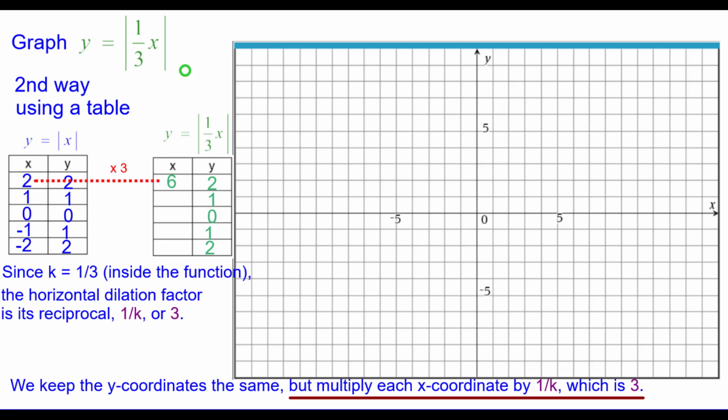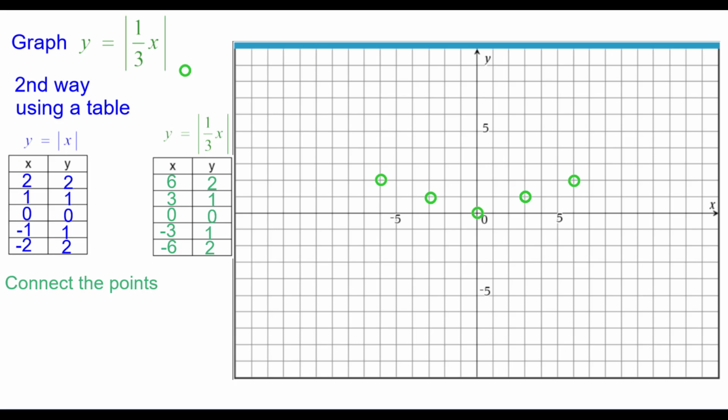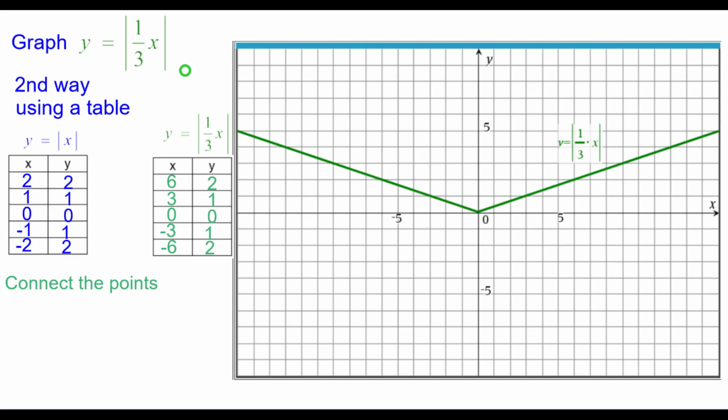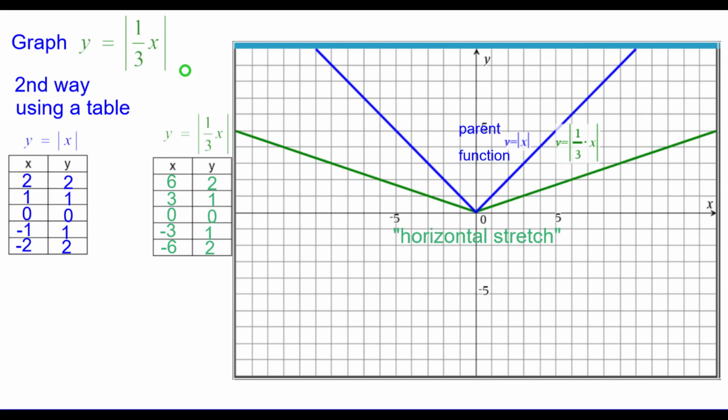2 times 3 is 6, so we'll plot 6, 2. 1 times 3 is 3, 3, 1. The origin remains unchanged. Negative 1 times 3 is negative 3, 1. And negative 2 times 3 is negative 6, 2. Connect the points. And again, compare it to the parent function. We have a horizontal stretch.